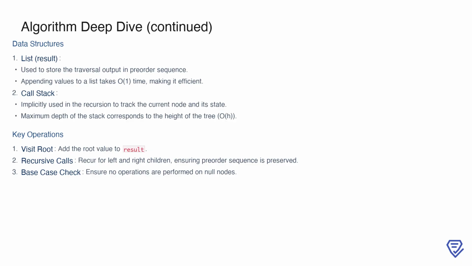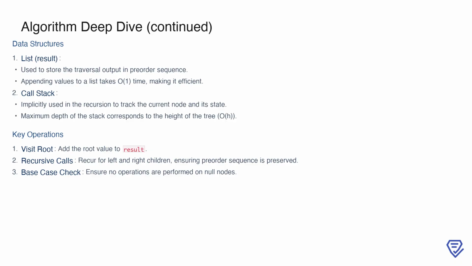First, we have the result list, which stores the traversal output in preorder sequence. Appending values to this list is efficient, taking constant time, or O(1), for each operation. The second critical data structure is the call stack, which is used implicitly during recursion. The call stack keeps track of the current node being processed and its state. The maximum depth of the call stack equals the height of the tree, which gives us our space complexity of O(h).